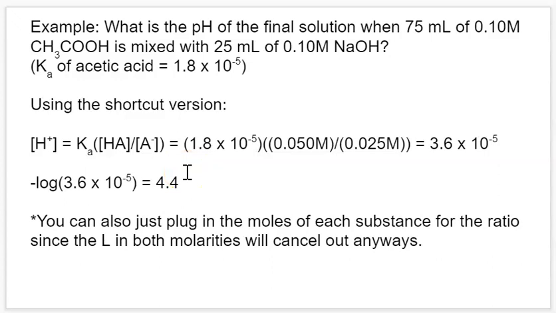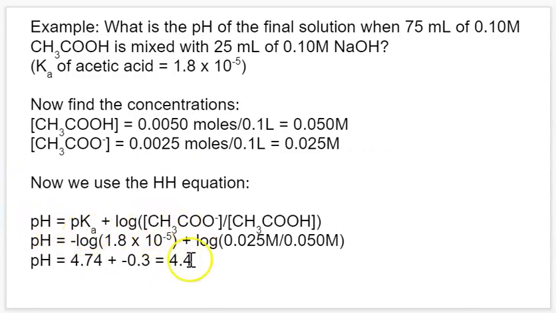So just as a reminder, the shortcut method is not going to be on your equation sheet, so you're going to have to apply a little bit of logic to get to it, or just memorize what that version of the equation looks like. But as you saw, the normal Henderson-Hasselbalch equation got us to the same answer, and the Henderson-Hasselbalch equation is on your equation sheet.